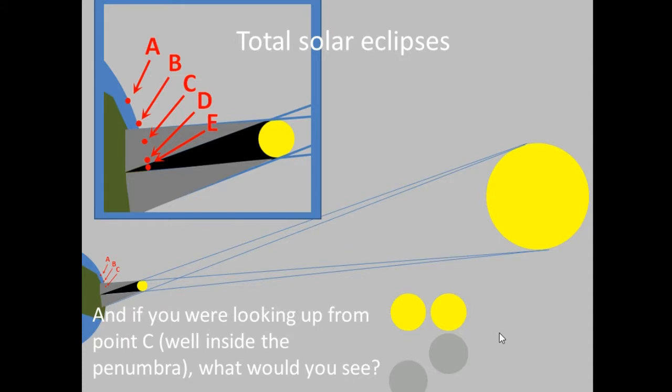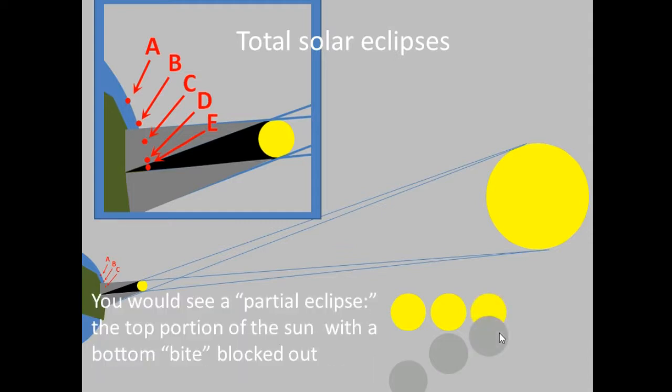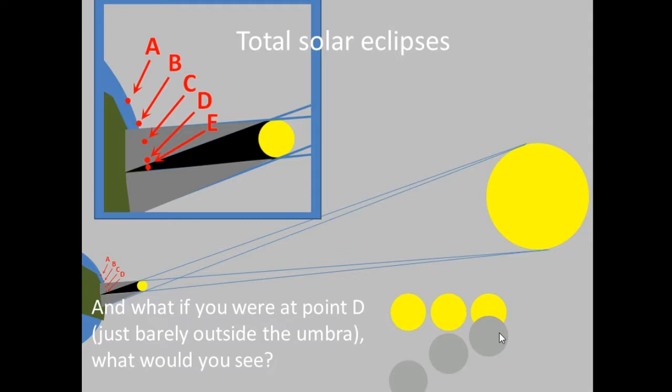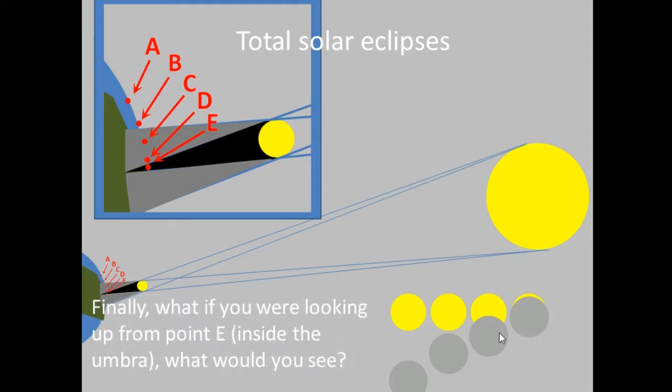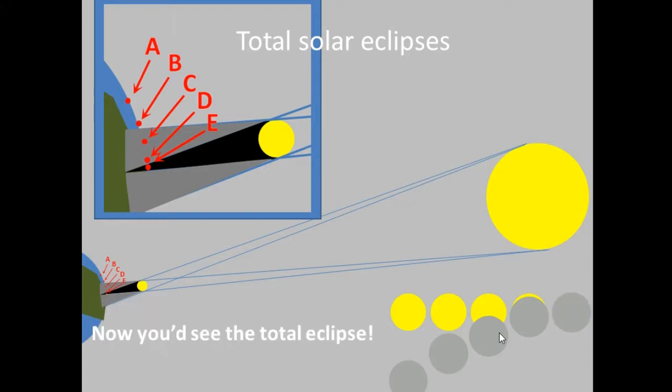And if you were looking up from point C, well inside the penumbra, what would you see? You would see a partial eclipse. The top portion of the sun with a bottom bite blocked out. And what if you were at point D, just barely outside the umbra? What would you see? This time you would see a 99% eclipse with just a crescent-shaped sliver of the sun visible. Finally, what if you were looking up from point E, inside the umbra? What would you see? Now you'd see the total eclipse.